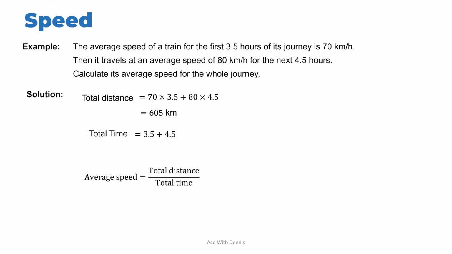The total time will be 3.5 hours plus 4.5 hours, which is 8 hours. And now we can calculate the average speed, which is 605 kilometers per 8 hours. And the answer is 75.6 kilometers per hour to the nearest three significant figures.